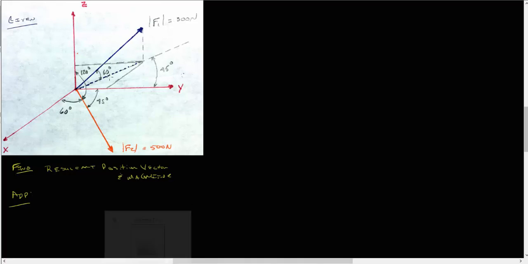And then over here I'm giving you 60 degrees to force 1, and that is from the xy plane. And then I'm showing that this line of action right here is 45 degrees from the y-axis. So what we're finding is the resultant position vector and the magnitude of the two forces given.